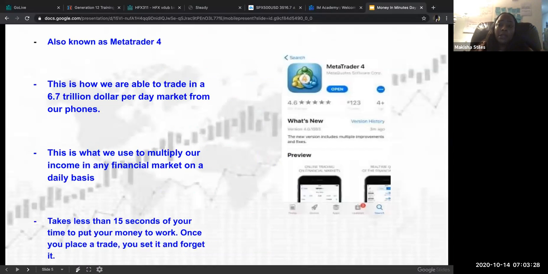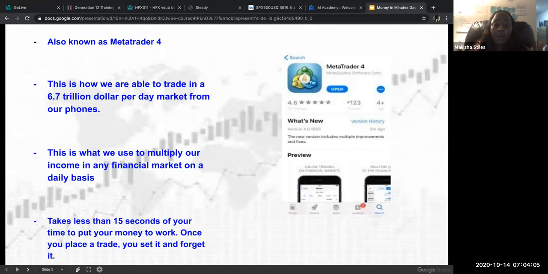Last night, y'all downloaded the MetaTrader 4 onto your phone, but this is the app that we use to actually take our trades in. It's also called the MT4, MetaTrader 4, but this is where we take our trades from. This is how we're able to trade in a $6.7 trillion a day market from our phones. This is what we use to multiply our income in any financial market on a daily basis. It takes less than 15 seconds of your time to put your money to work once you place a trade. You set it and forget it.